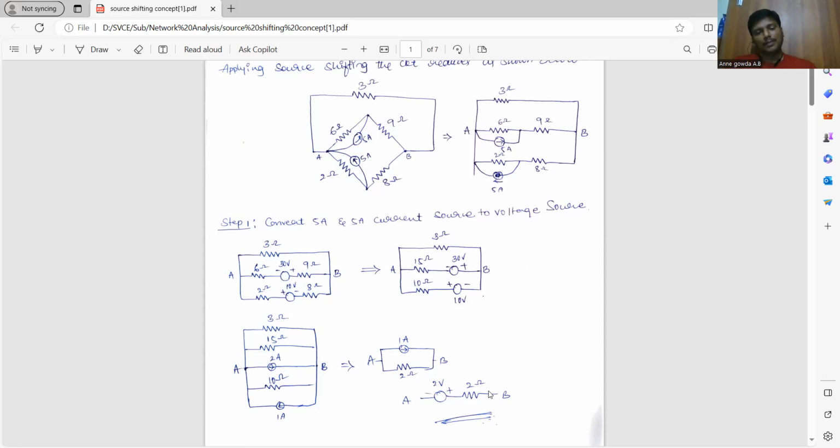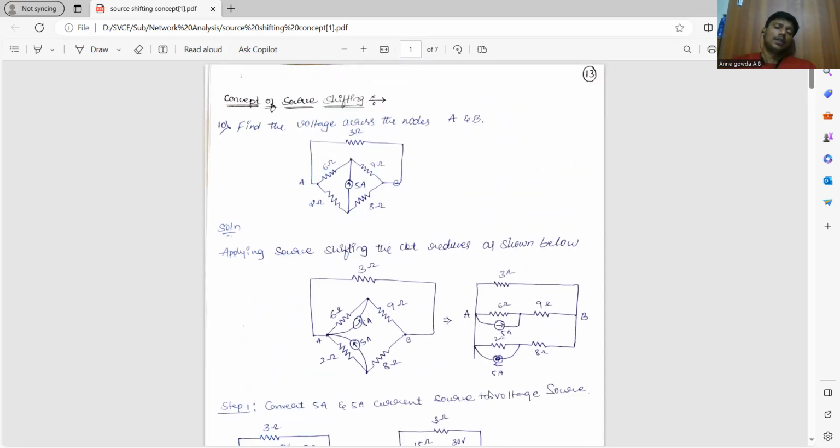So this is what we are able to convert. We are able to apply the concept of source shifting. So in the beginning, there was no place where we can apply the transformation directly. So only we applied current source shifting, and then we applied the transformation, and then we were able to reduce the entire circuit into a single voltage source and single resistance between the terminals A and B.